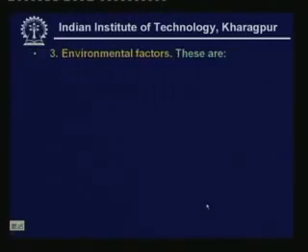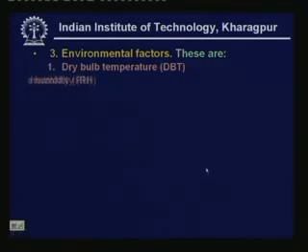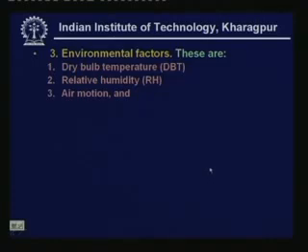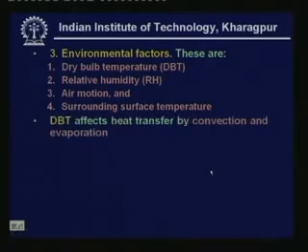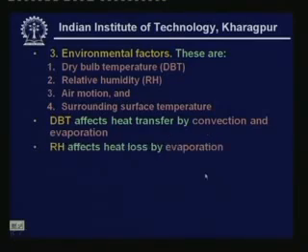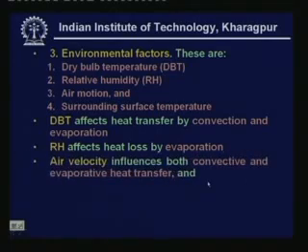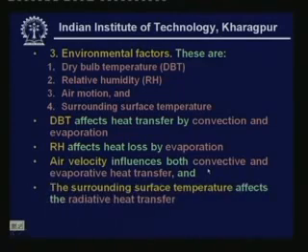Now let us look at the third and most important factor, the environmental factor. The environmental factors are dry bulb temperature of air, relative humidity or moisture content of air, air motion or air velocity, and finally the surrounding surface temperature. What is the effect of these factors? The dry bulb temperature affects heat transfer by convection and evaporation. Relative humidity affects heat loss by evaporation. Air velocity influences both convective and evaporative heat transfer, and the surrounding surface temperature affects radiative heat transfer.